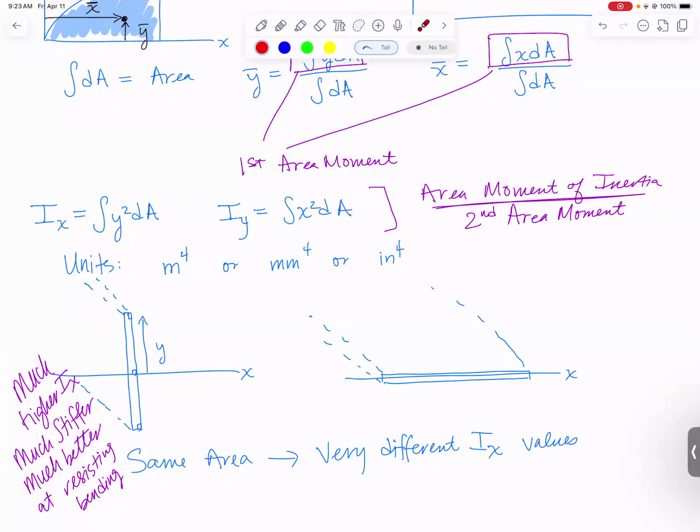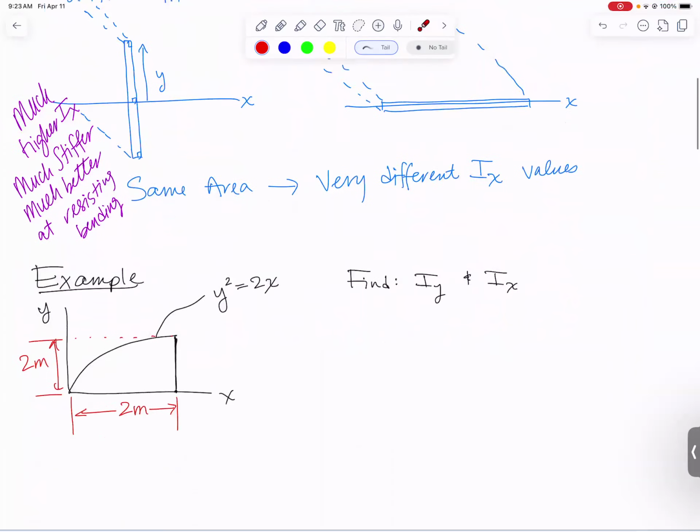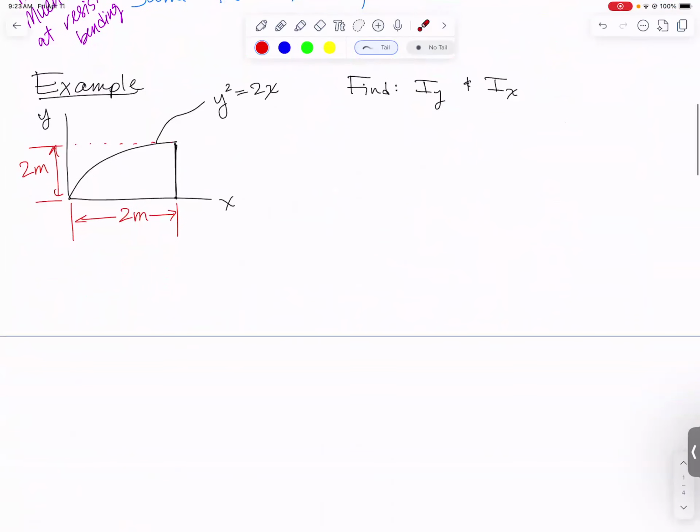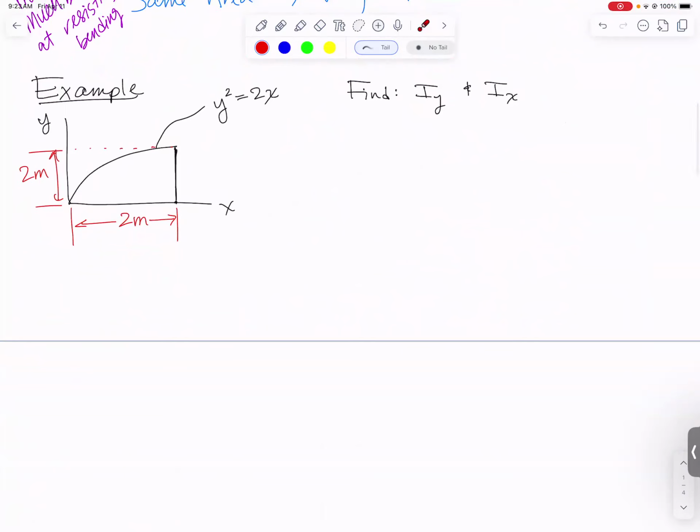Let's go calculate these now for today with integrals. So here's my first example. It is a parabola on its side, and we need to calculate the moment of inertia about the x-axis and the moment of inertia about the y-axis. I'm given that it is 2 meters wide and 2 meters tall. There is my equation, y squared is equal to 2x.